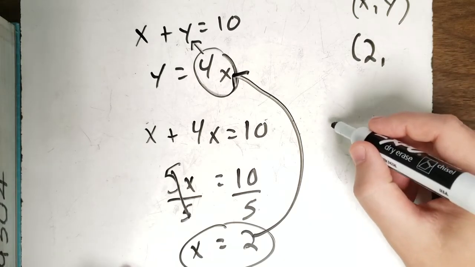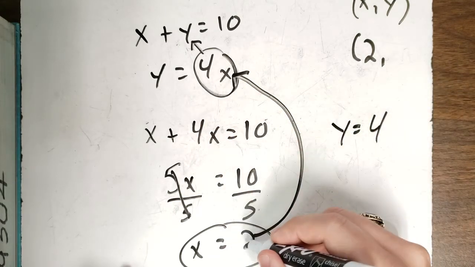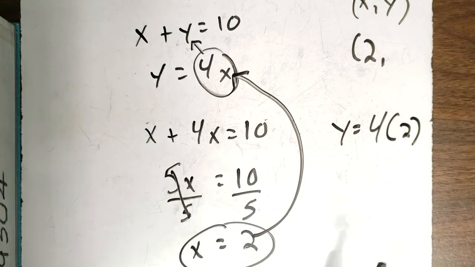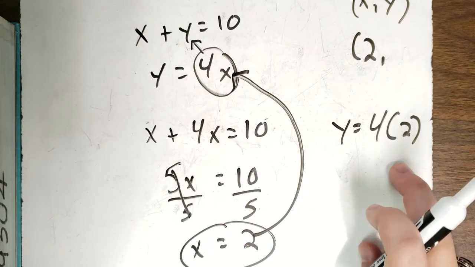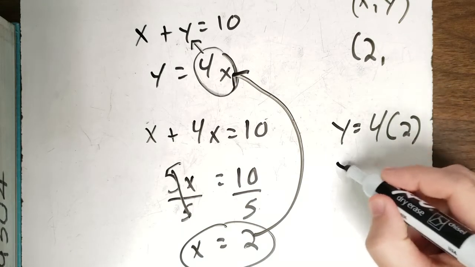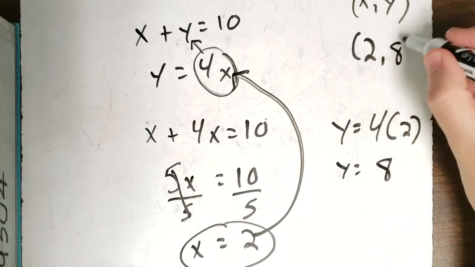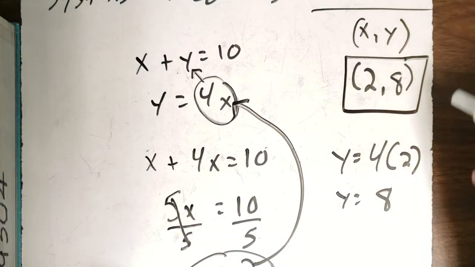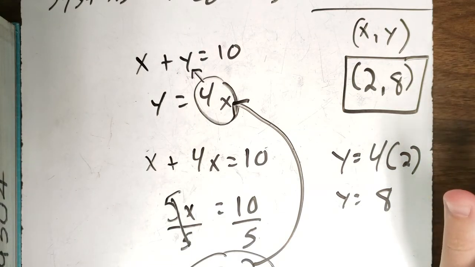Now we can do this. y equals, and instead of 4x, we write 4 times parentheses 2. All I'm doing is taking x equals 2, plugging 2 in for the x, substituting it, and writing our new equation: 4 times 2. And 4 times 2 is 8. So our y is 8. Our final answer is (2, 8). x is 2, y is 8. That's our final answer.